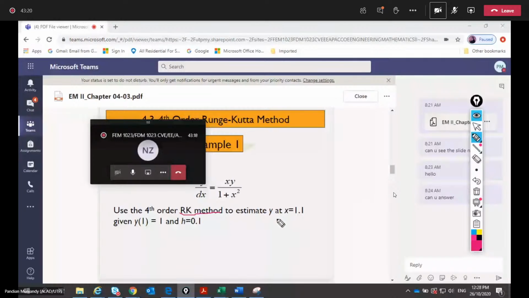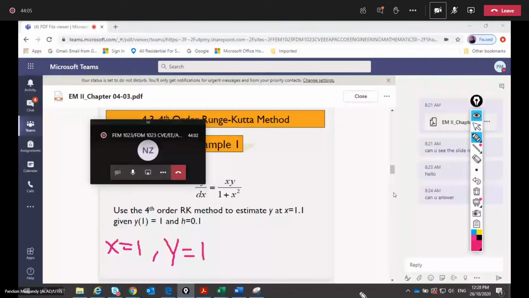But more importantly, you want to calculate y at x equals 1.1. And take note here, this is very important, given y(1) equals 1. That means when x equals 1, then your y equals 1. This is called the initial condition, class.